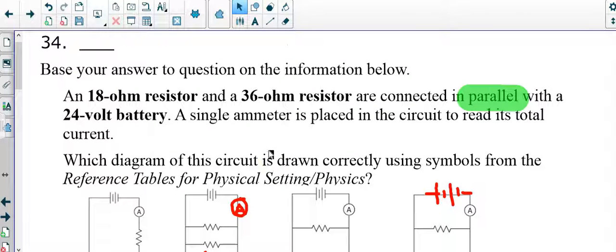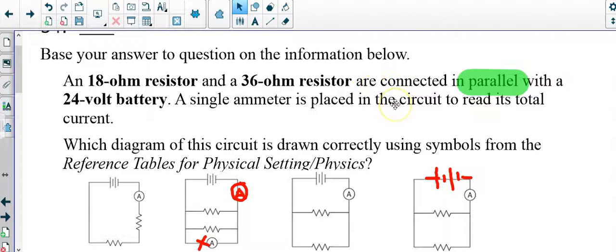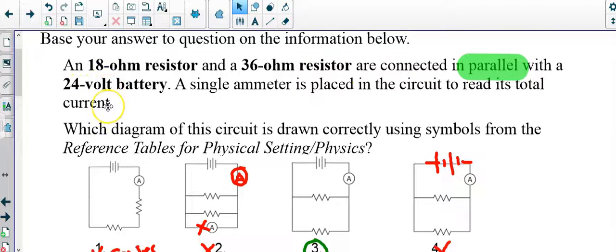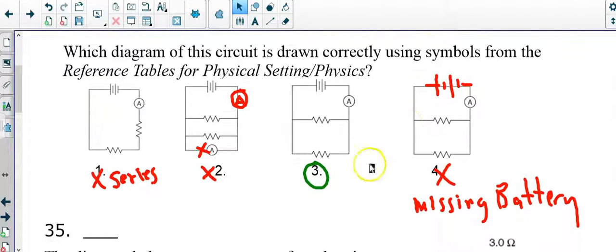Okay, here in problem 34, we're going to base our answer to the question on the following information. An 18 ohm resistor and a 36 ohm resistor are connected in parallel, which I have highlighted in green, with a 24 volt battery. A single ammeter is placed in the circuit to read its total current. Which diagram of this circuit is correctly drawn using the symbols from the reference table? So when we go through all the choices, we can see that the answer is in fact choice 3. You do have the two resistors in parallel to each other. You have a properly inserted meter, and you have a properly inserted battery.